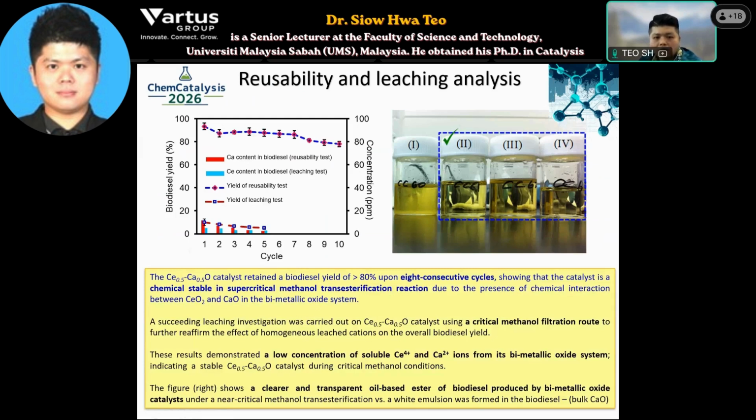The photograph here on the right further demonstrates the effectiveness of the catalyst, where a clear biodiesel phase was observed, indicating successful biodiesel production with minimal contamination. Overall, the mixed oxide catalyst shows excellent reusability, good structural stability, and low metal leaching, highlighting its potential for long-term biodiesel production applications.